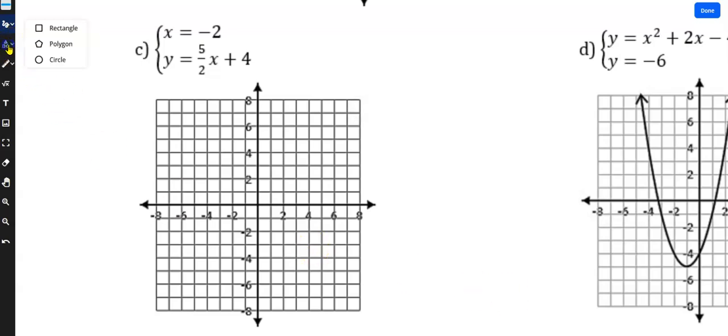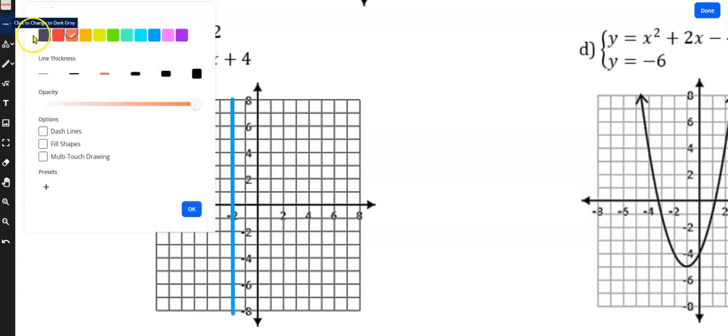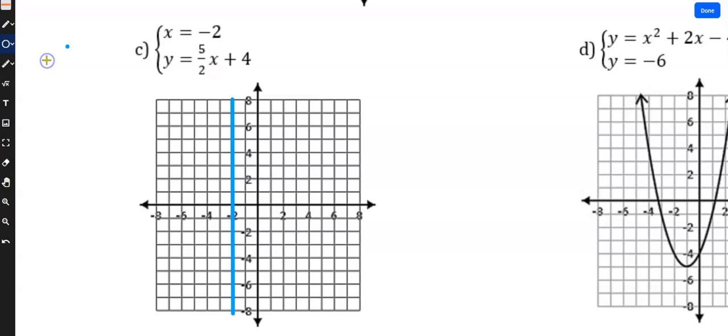More practice. First one, x equals negative 2. Vertical line. Second one, not a vertical, a slanted line. Remember, you got to go to the y-intercept is at 4. The slope is up 5 over 2. So that's up 5. That takes me off the graph and over 2. So that's about right there. Which also can be used the opposite direction. Down 5, back 2. And so now we can draw that line.